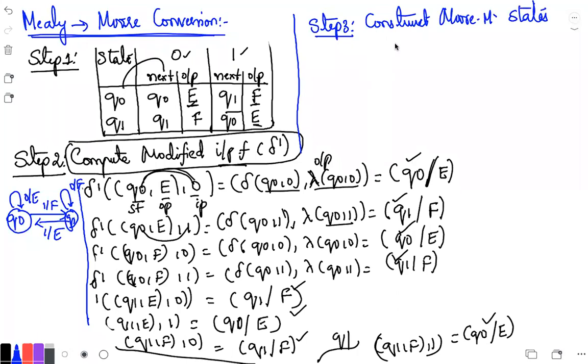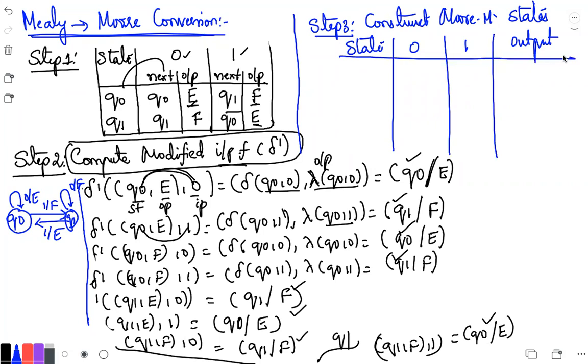Now, here you will be directly stepping on to the more table. So what is the more table? We have state, we have the input 0 and 1, and we have the output. So construction of more states. How to construct the more states? It's simple. Actually, these are also the more states, but they are transitions. Here we construct the more states irrespective of this.